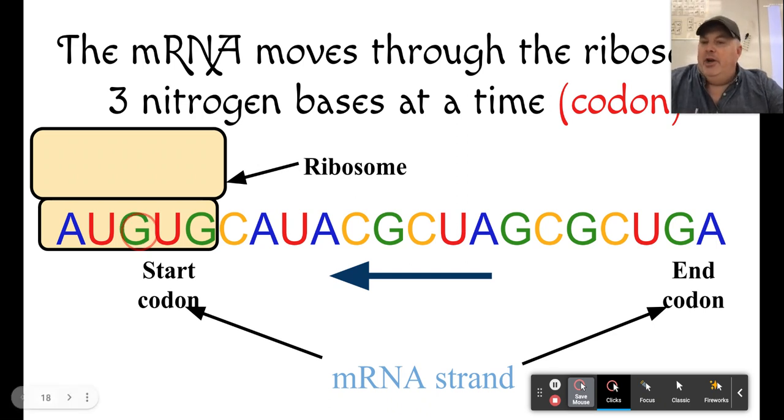And then it continues on in groups of three: UGC, AUA, CGC. And again, it's doing it in groups of three, just like a three-letter word. Now, that's messenger RNA, and there's a start, AUG, and there's an ending point, UGA. So it's like a capital letter and a period. And in between that is the information that we've coded.